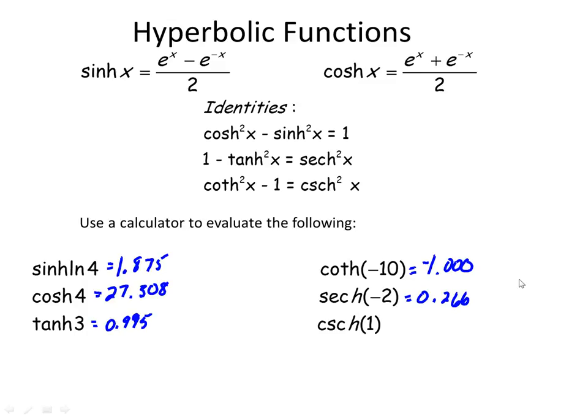Okay, so for the last one, again, get your hyperbolic up there. And cosecant is the inverse of sine. So you're going to hit sine. Hit 1. Close any parentheses that open. Hit your inverse button or your x to the -1 button. And hit equals. And again, you should come up with 0.851.